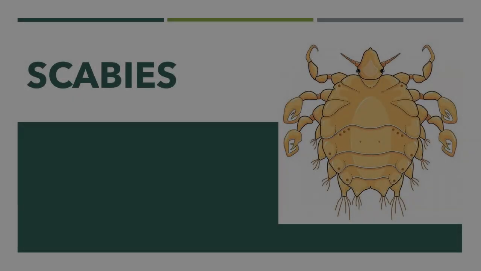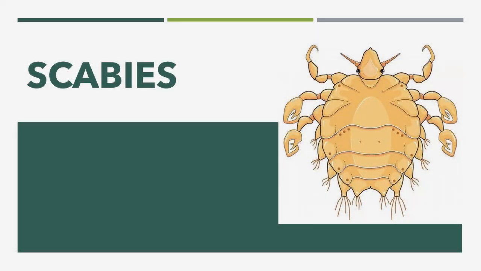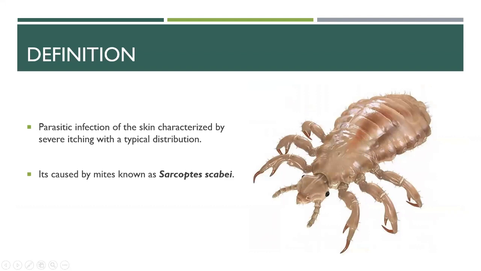We mentioned that we are looking under the contact diseases, under communicable diseases in this session. Now, the first thing for scabies is that it is basically a parasitic infection that affects the skin that has a very unique kind of distribution, and it's caused by this mite that is called Sarcoptes scabiei.